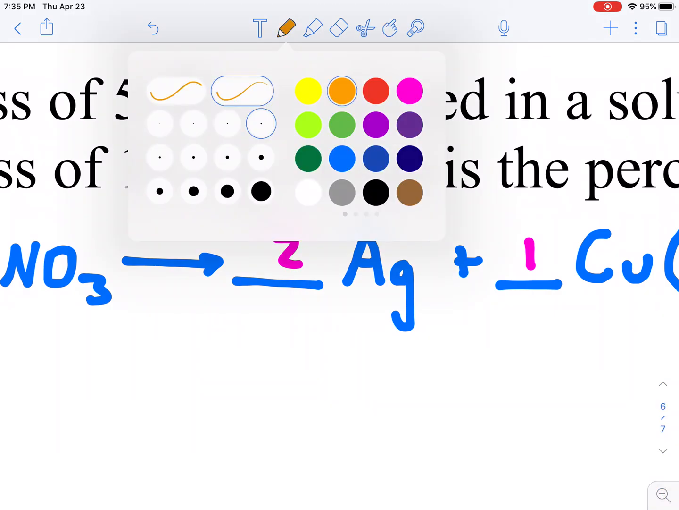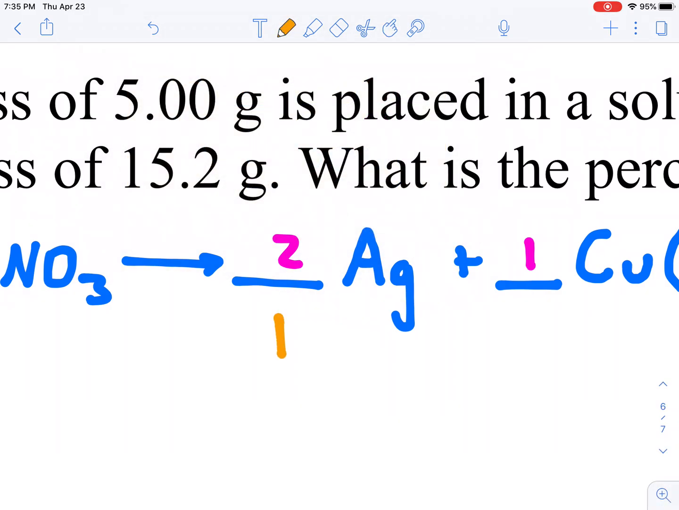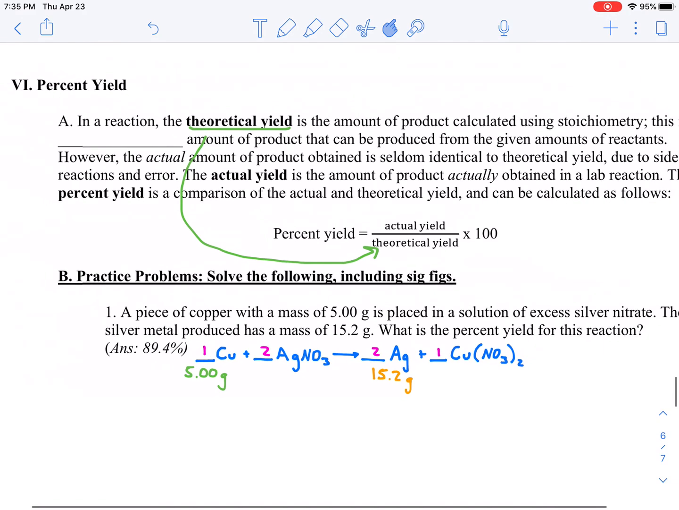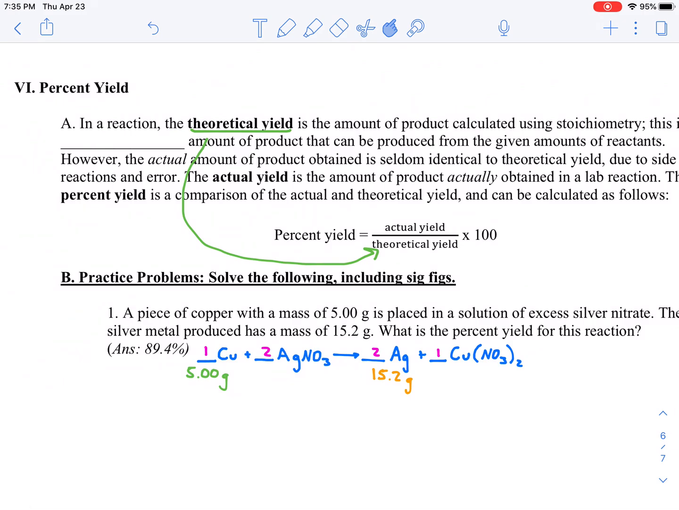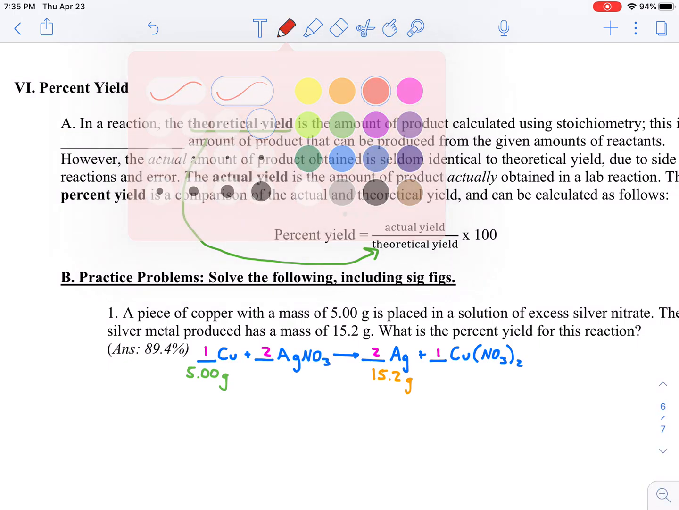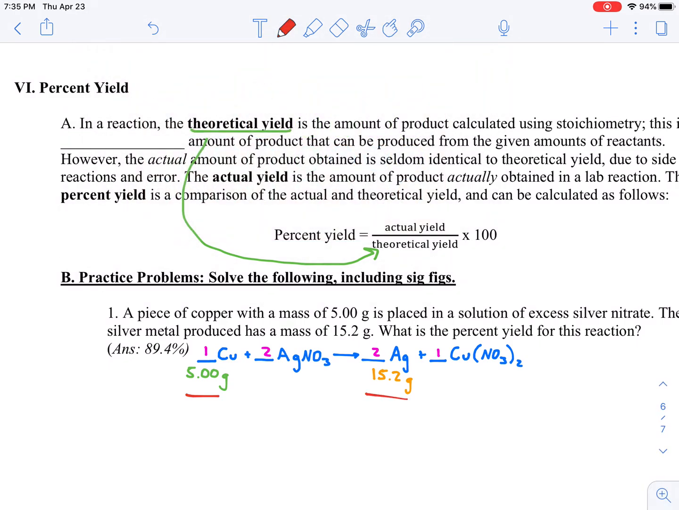And I'm going to make this a different color for now. You'll see why that is in a second. And then we are asked, what is the percent yield of this reaction? So first off, you're going to notice that we're again given two amounts. And for those with a keen eye, you may remember that we said if you're given two amounts, that it is a limiting reactant problem. However, that's only if you're given amounts for both reactants.